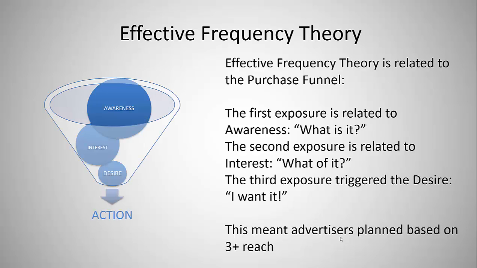Effective frequency pledged allegiance to the AIDA model. It assumed that a consumer had to be exposed to an ad at least 3 times before they could be motivated to buy. That meant that when planning out how many GRPs to buy, planners only looked at what % of the people had been exposed at least 3 times to an ad. Anyone who had only been exposed once or twice weren't counted. This meant that you had to buy many more GRPs to achieve your 3+ reach goal.